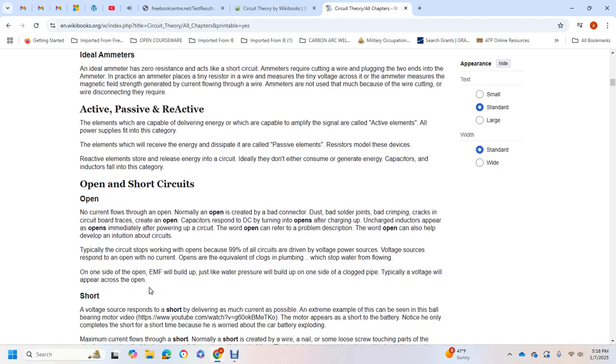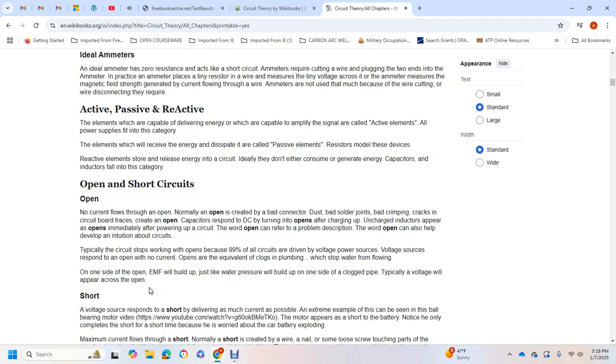Open and short circuits. Open: no current through the open. No current flows through an open. Normally an open is created with a bad connector, dust, bad solder joints, bad crimping, and cracks in circuit board traces. A capacitor responds to DC by turning into an open after discharging. Uncharged inductors appear as open immediately after powering up a circuit. The word open refers to a problem description. The word open can also help with developing an intuition about circuits.